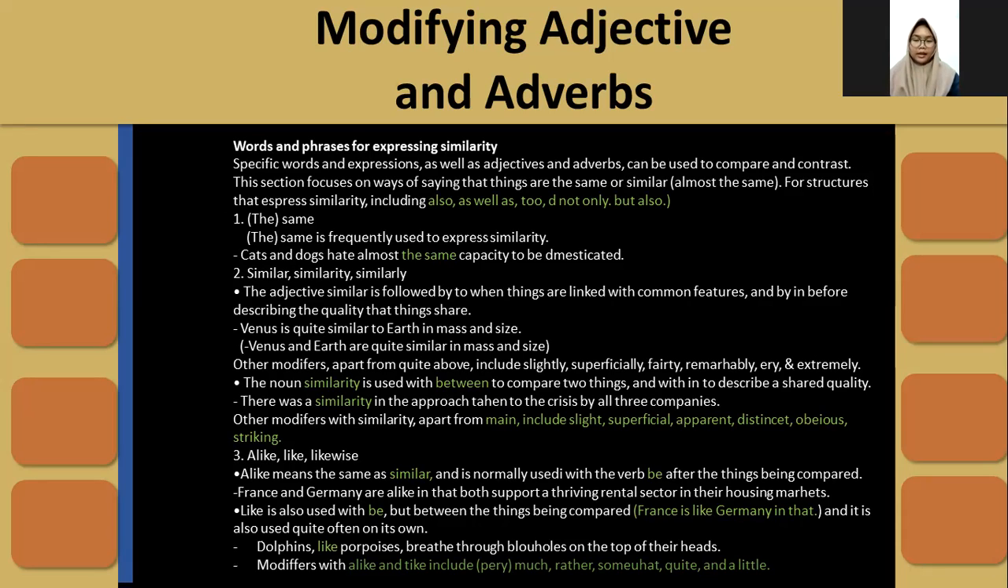Number three, alike, like, and likewise. Alike means the same or similar, and is normally used with the verb be after the things being compared. Like is also used with be, but between the things being compared.